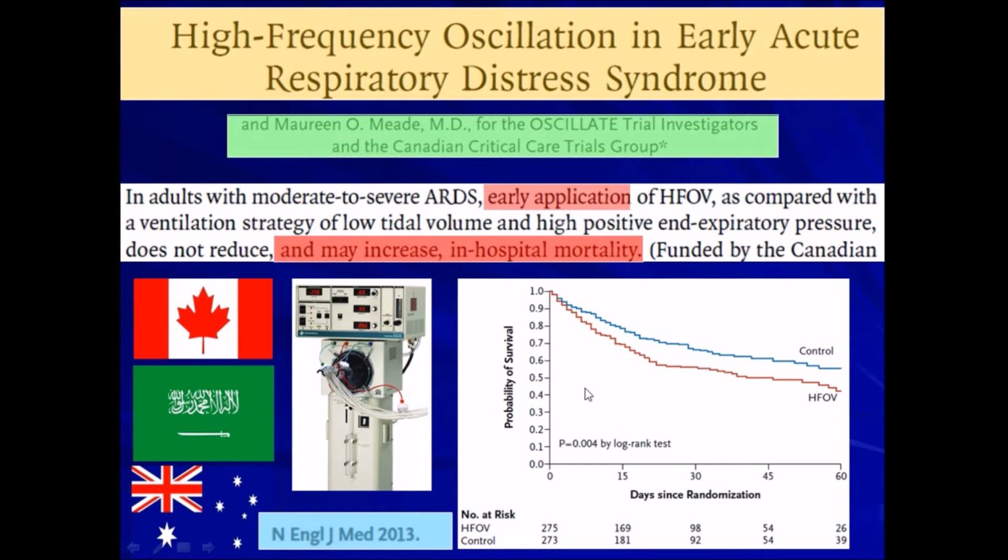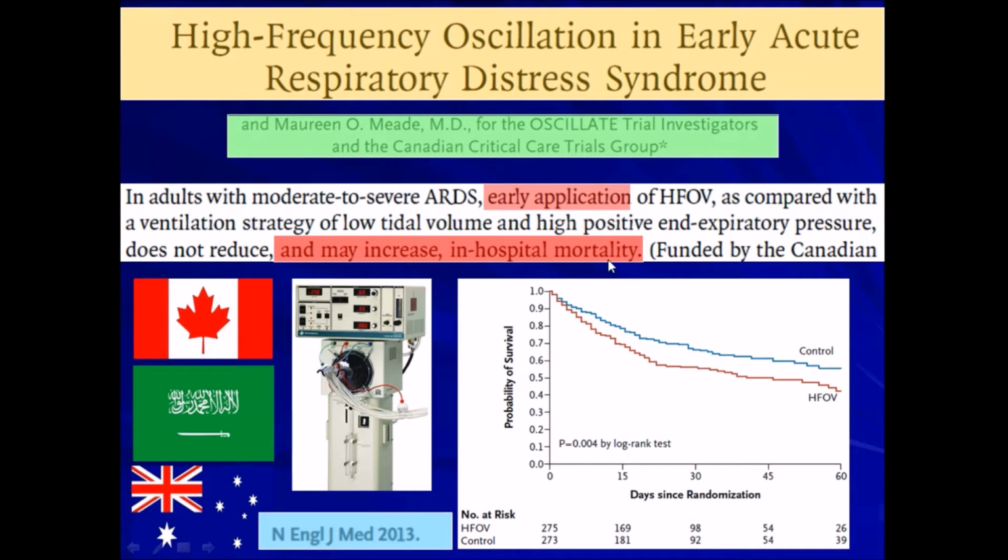So in 2013, two large randomized controlled trials were published at the same time in the New England Journal of Medicine. The first one is the OSCILLATE trial. This is a large randomized controlled trial. It's a Canadian, Australian, and Saudi Arabian trial. They compared low tidal volume, high PEEP conventional mechanical ventilation, which is the standard of care, with the high frequency oscillator. Their results showed that early application of high frequency oscillator, as compared with the ventilation strategy of low tidal volume and high PEEP, does not reduce and may increase in-hospital mortality.